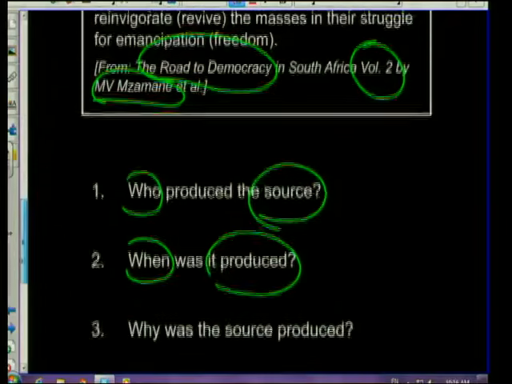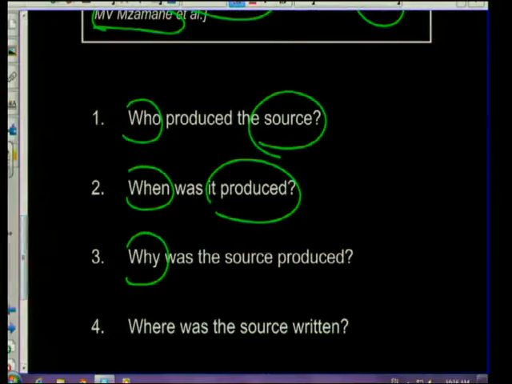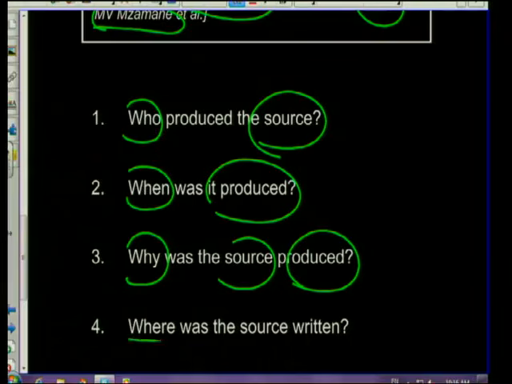Why was the source produced? In other words, what was the purpose of producing the source? What was the intent of the writer in producing the source? Very important. Fourthly, where was the source written? It was written in South Africa. It's a text, The Road to Democracy in South Africa. It's a black author, so we can assume that it was written in South Africa.